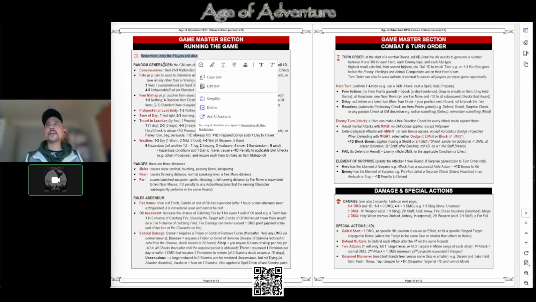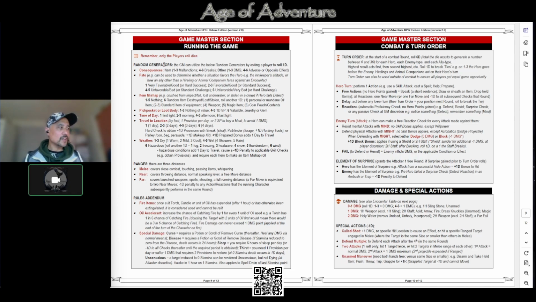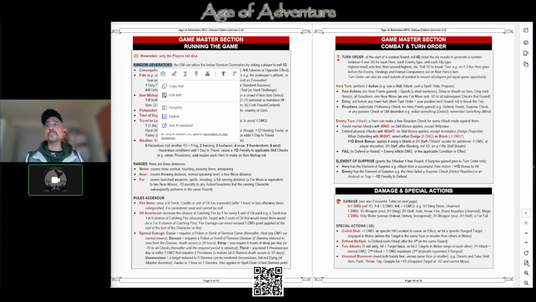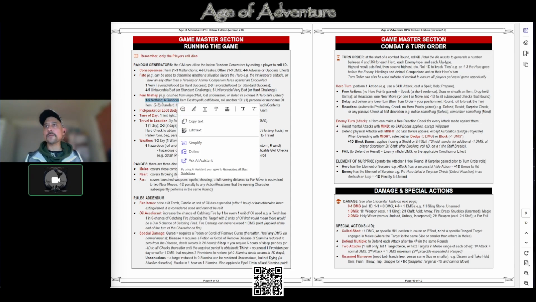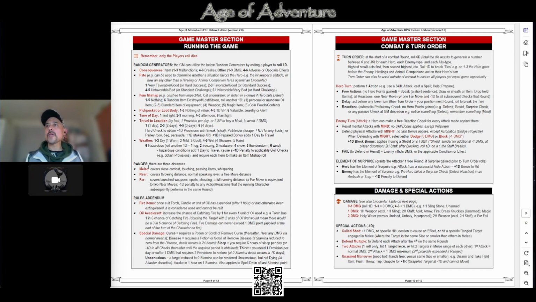A little reminder here for GMs, unfortunately those GMs that like rolling a lot of dice, only the players roll dice. So there's some random generators, mishaps, consequences, how long it takes to travel location, weather. Look, GMs could probably roll for this if you wanted, but I always let the players roll. Let's roll for the time of day. Something happens, you get tumbled in a river, falling off the edge of a waterfall. Let's roll for an item mishap. They can roll, etc., etc.